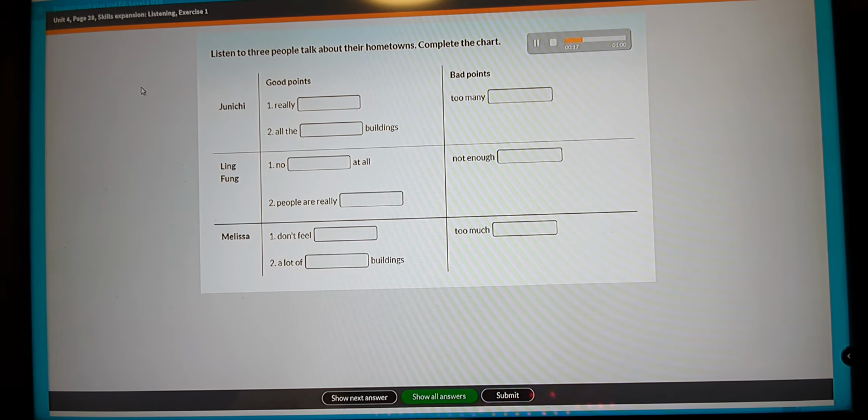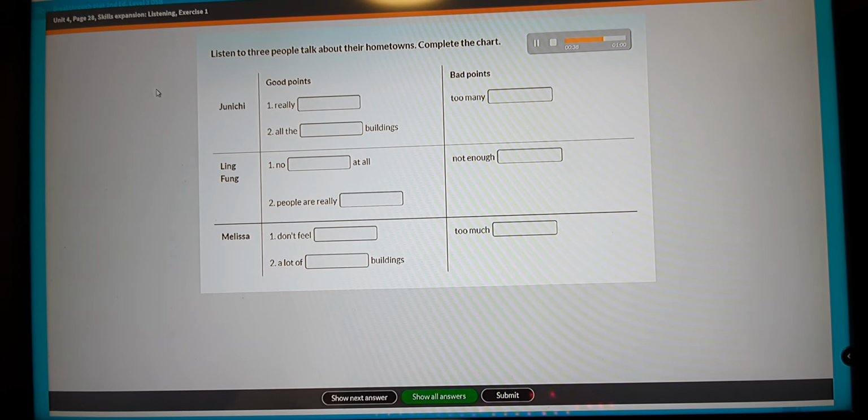Ling Feng. I live in a small village near the sea. I love it because there's no pollution at all here. The people are really easygoing. The only problem is there aren't enough jobs. so many people decide to leave and go to the city for work.